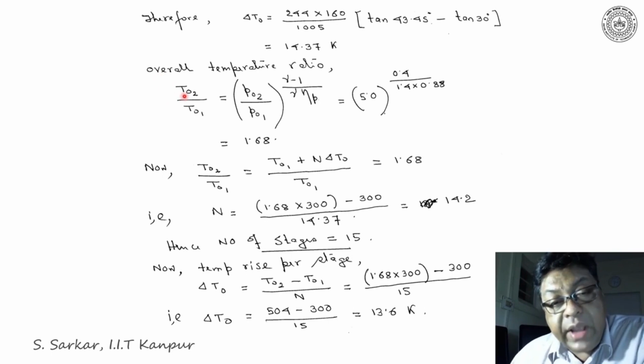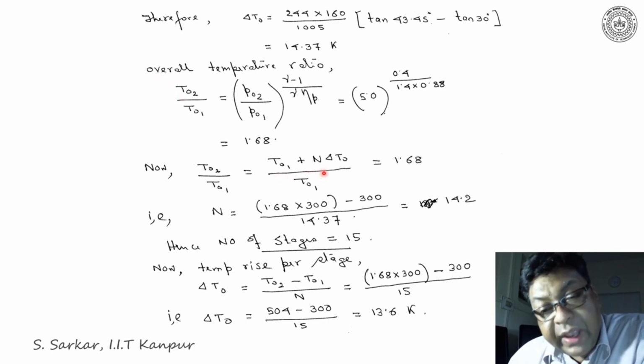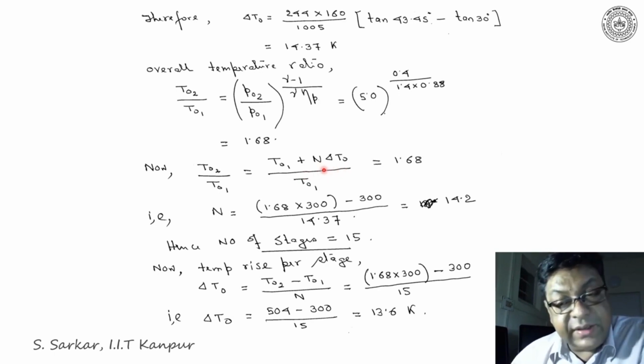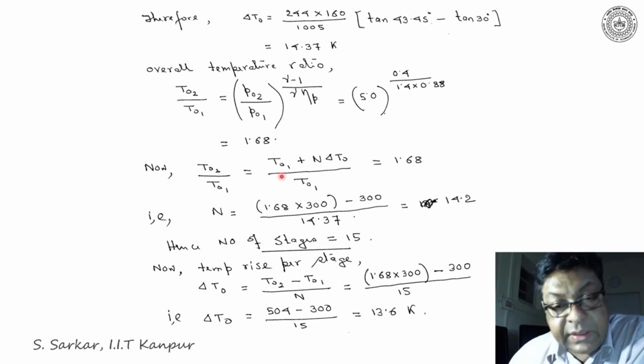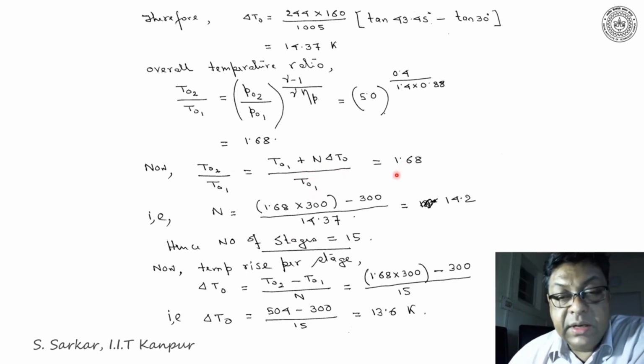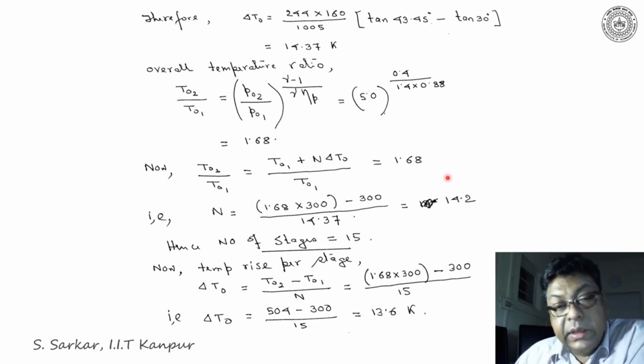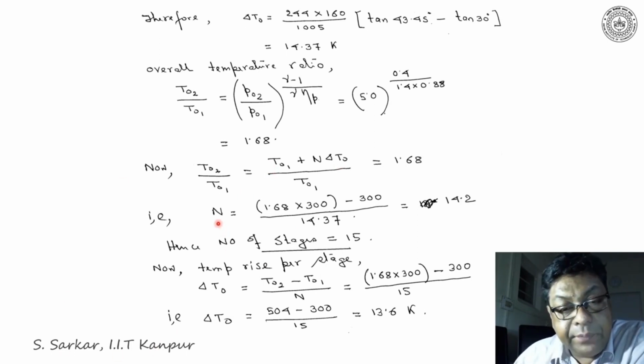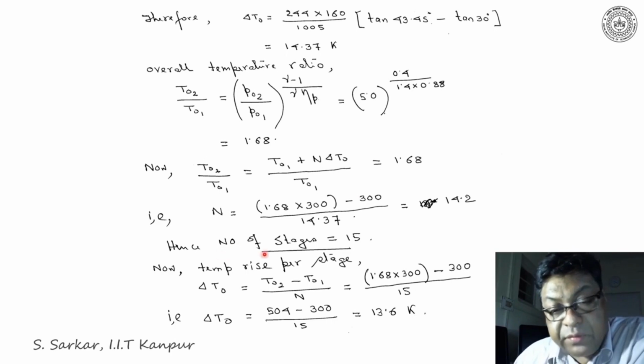Now, this T02 I can write as T01 plus N into del T0, where N is the number of stages and del T0 is the temperature rise in a stage. So I have written here T01 plus N into del T0 divided by T01, that is equal to 1.68. Now I know the value of del T0, that is 14.37, and I know the value of T01, that is 300. So I can evaluate N. When I have evaluated N I have got 14.2. But the number of stages cannot be a fraction, so I have taken the immediately higher whole number. So the number of stages would be 15.